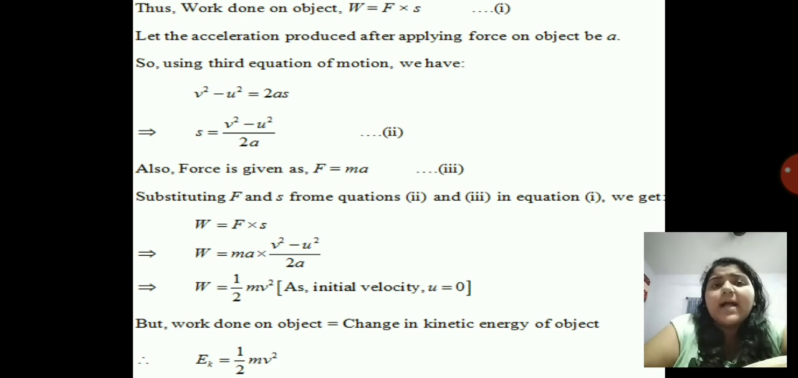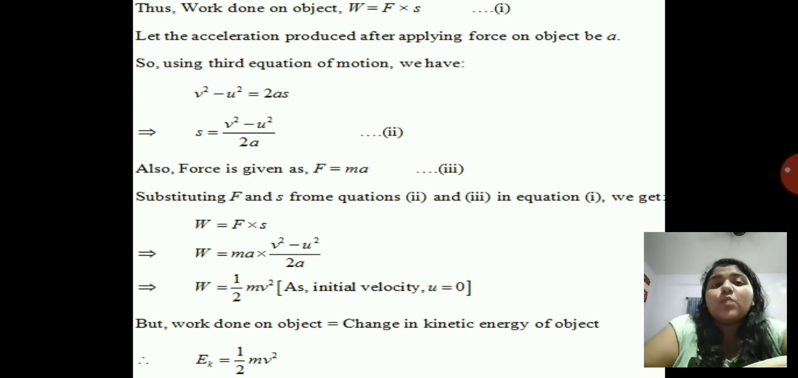So where there is acceleration, there is the third equation of motion, you have studied it earlier, that is v square minus u square is equal to 2as. Now we are keeping the s as it is, at the right side. Then you have to just move 2a to the opposite side. What will happen then? v square minus u square upon 2a is equal to s. You can give this as the second equation. W is equal to F into S is your first equation.